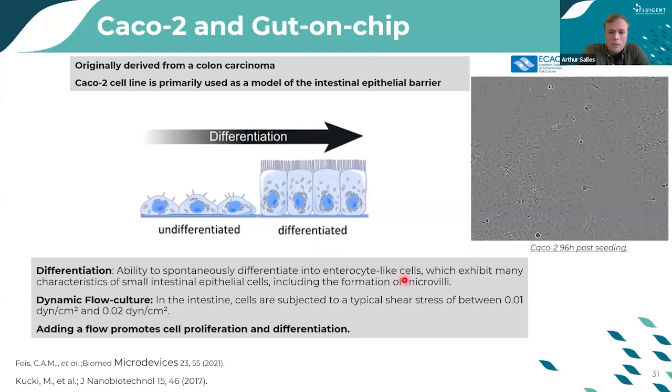What is also important in the literature is that dynamic flow culture is very important for this type of cell because it will promote cell proliferation and differentiation. So a typical shear stress can be applied to them between 0.01 dyne per centimeter squared to 0.02 dyne per centimeter squared.